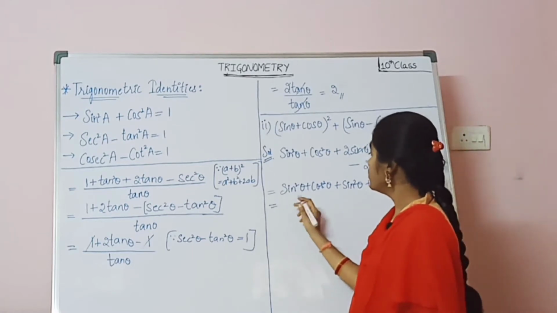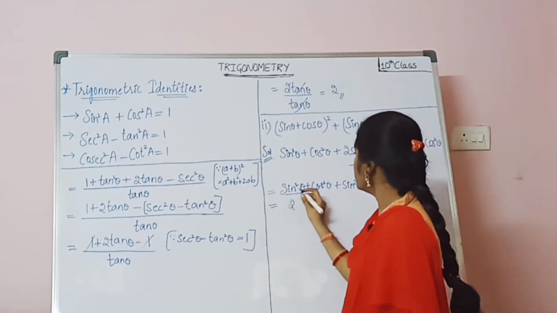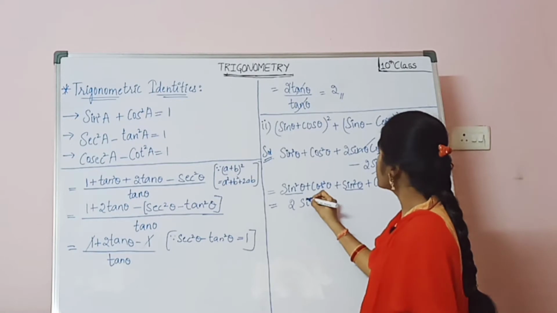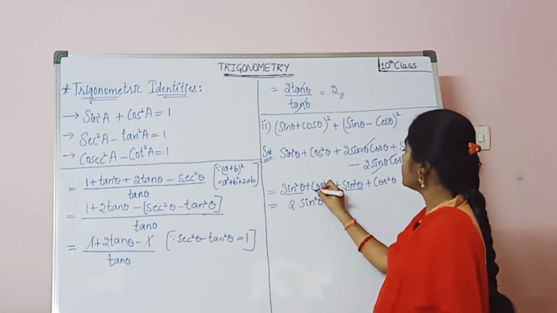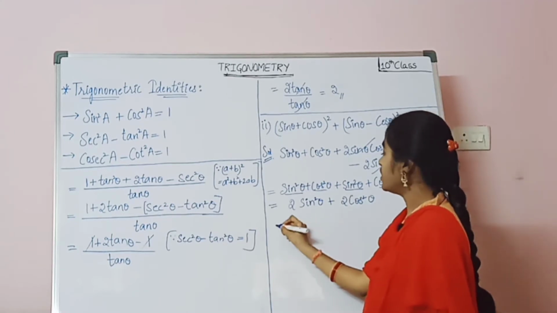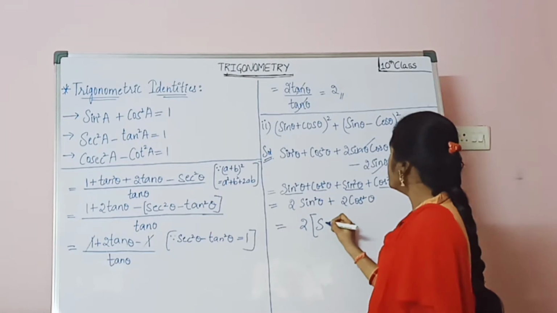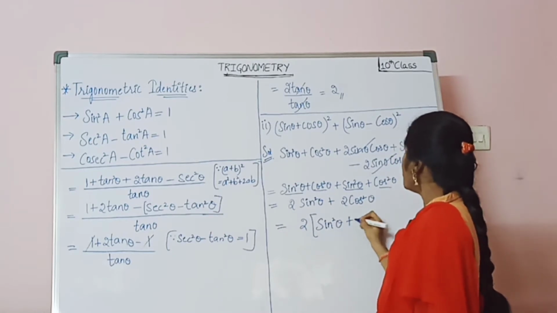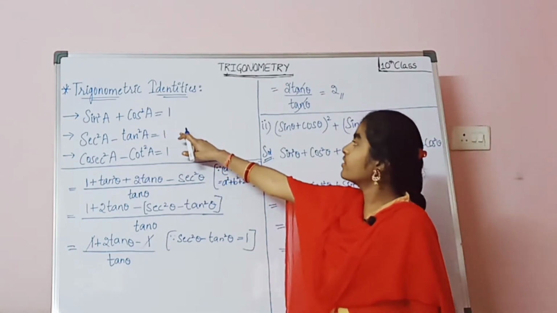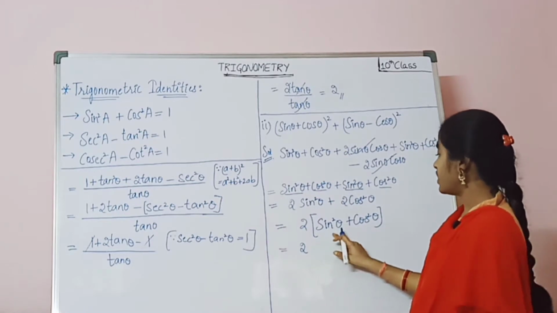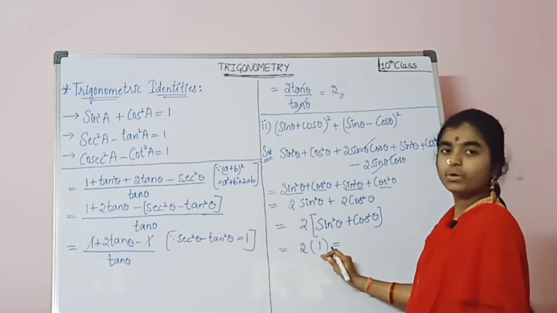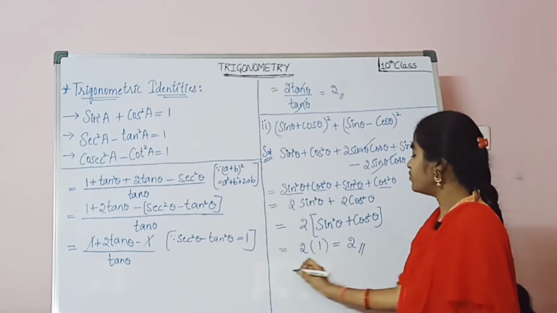So here sin square theta plus sin square theta is 2 sin square theta, and cos square theta plus cos square theta is 2 cos square theta. Now we have to take 2 common: 2 into (sin square theta plus cos square theta). So what is the identity here? Sin square A plus cos square A equals 1. So 2 into (sin square theta plus cos square theta) means 2 into 1, that equals 2. This is the solution.